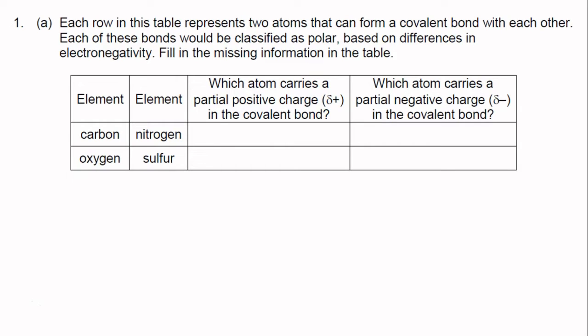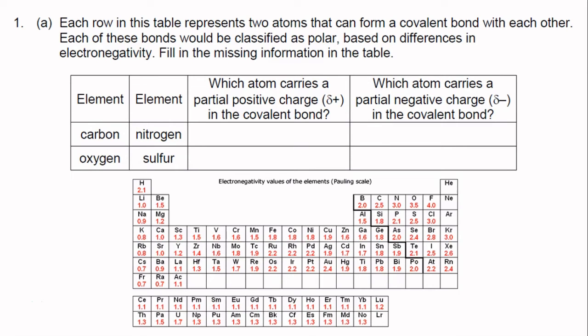So to determine which atom carries a partial positive charge or a partial negative charge, we have to look at differences in electronegativity based on periodic trends. So for carbon and nitrogen, they are located in the same period. Nitrogen is further to the right, so therefore nitrogen would carry a partial negative charge, and carbon would carry a partial positive charge.